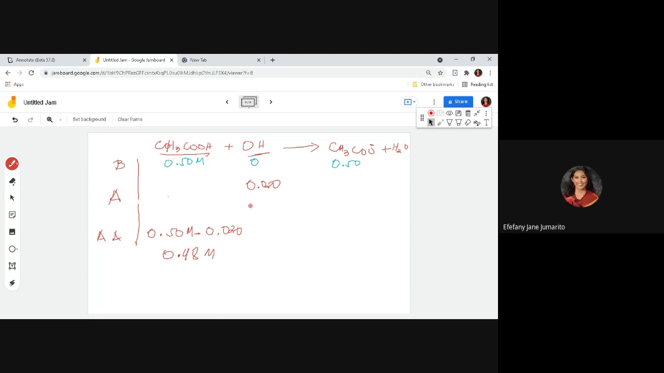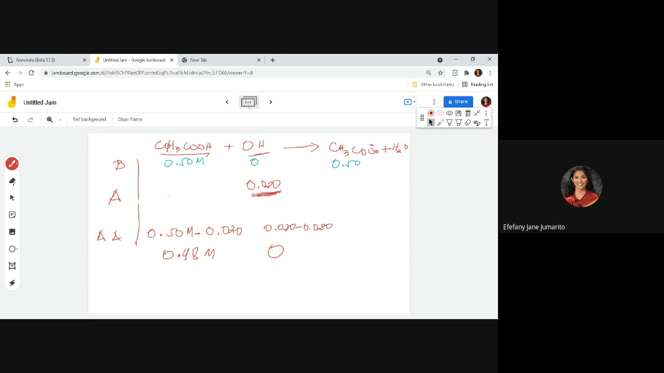All right. And then also, because after addition of 0.020, we know that since this is a reactant, it will be minus, right? Because it will be consumed, forming into product. So 0.020 minus 0.020, we will have 0 after addition. After addition of 0.020 hydroxide, you will have 0 of it because it is consumed, forming into a product.